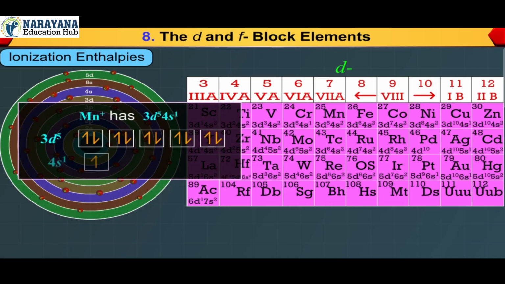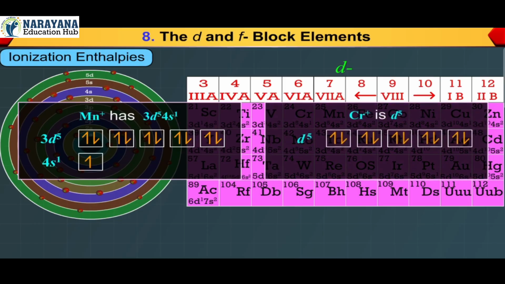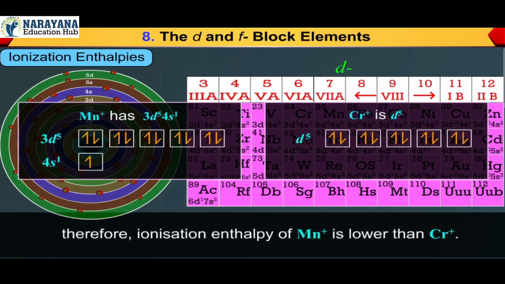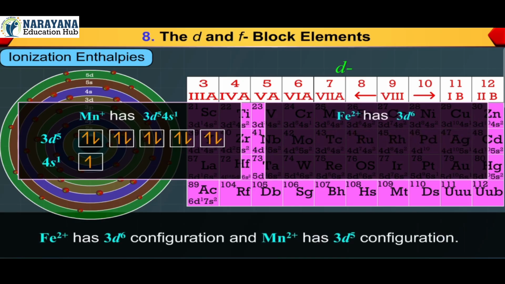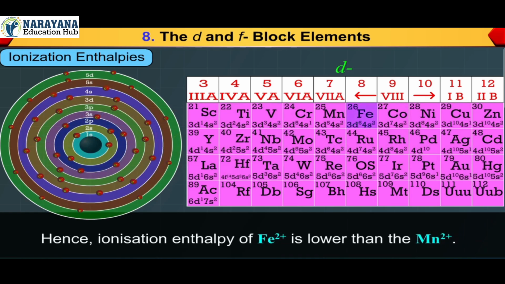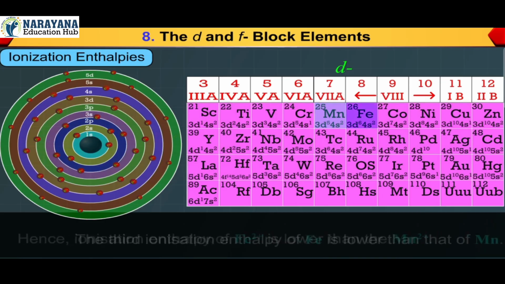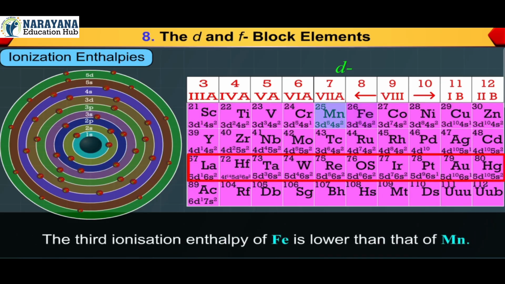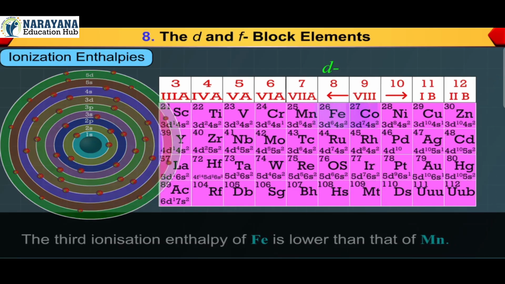Mn+ has 3d5 4s1 configuration and the configuration of Cr+ is d5. Therefore, the ionization enthalpy of Mn+ is lower than Cr+. In the same way, Fe2+ has 3d6 configuration and Mn2+ has 3d5 configuration. Hence, the ionization enthalpy of Fe2+ is lower than Mn2+. In other words, we can say that the third ionization enthalpy of Fe is lower than that of Mn.